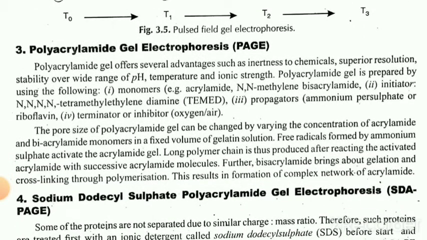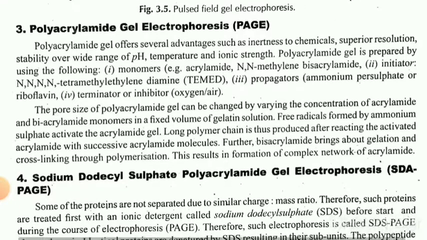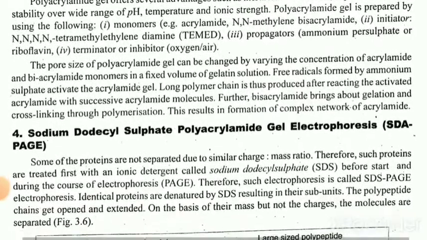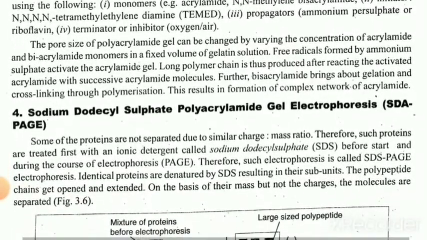The pore size of polyacrylamide gel can be changed by varying the concentration of acrylamide and bisacrylamide monomers in a fixed volume of gel solution. Free radicals formed by ammonium persulfate activate the acrylamide. A long polymer chain is thus produced after reacting the activated acrylamide with successive acrylamide molecules. Further, bisacrylamide brings about gelation and cross-linking through polymerization. This results in formation of a complex network of acrylamide.